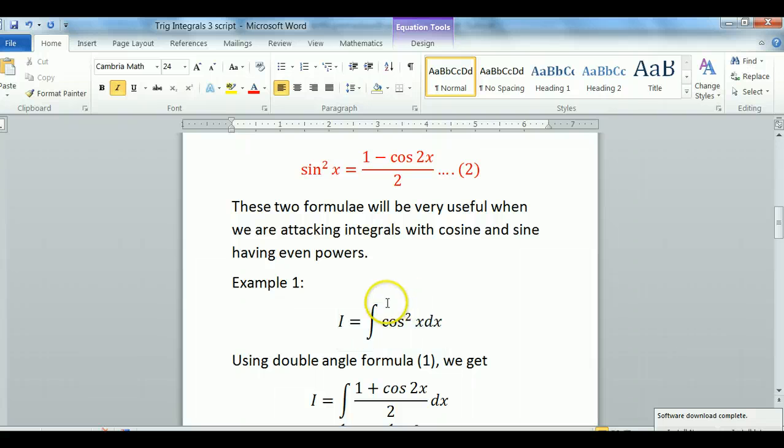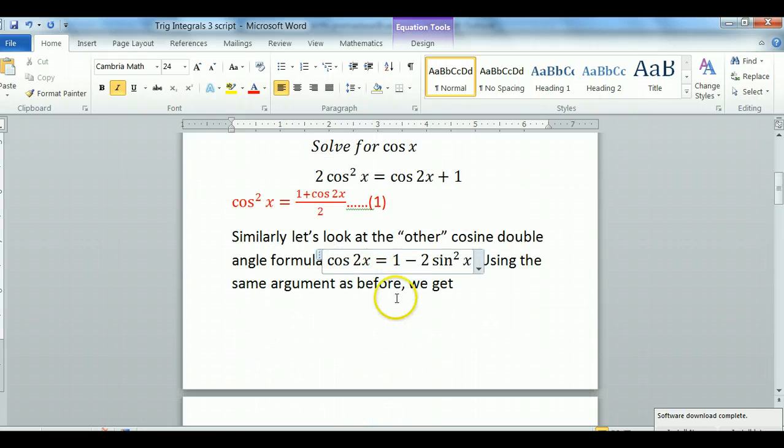Now let's take this integral. We have cosine squared x, notice even power, so we cannot use any of the previous techniques, right? We have to try a new technique, and the new technique is very easy to state. What we do is we take the cosine squared x and wherever we get the cosine even power or cosine squared x, we replace it by the corresponding double angle formula.